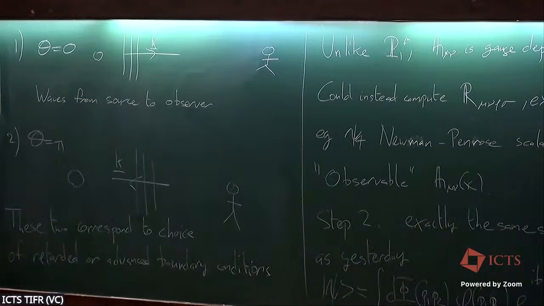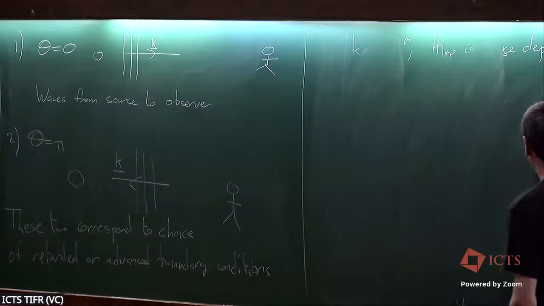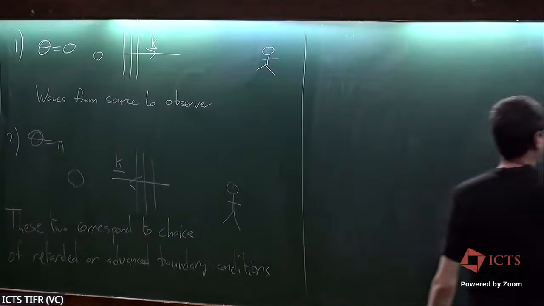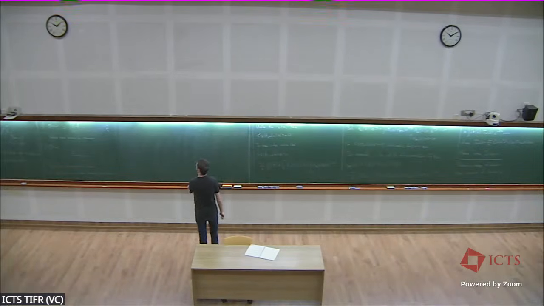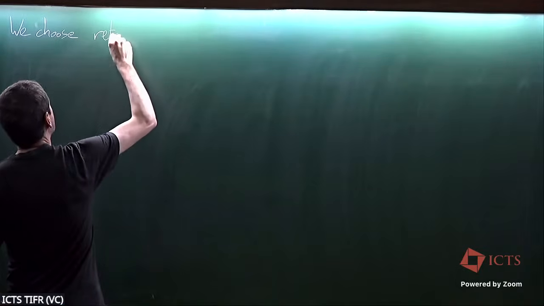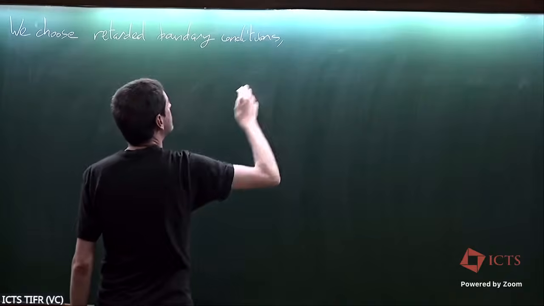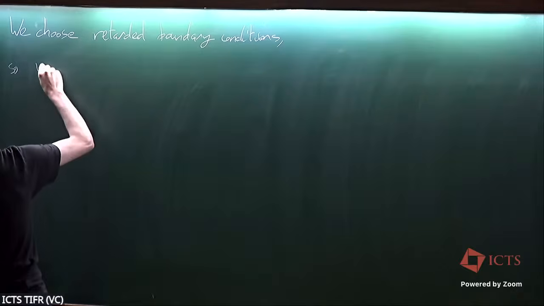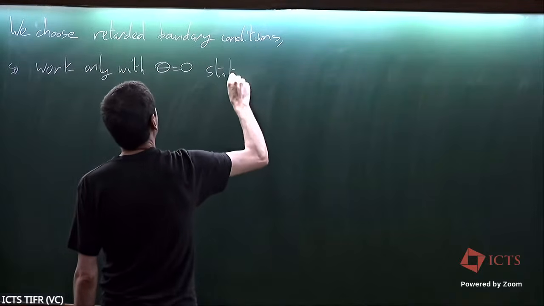So I'm going to forget about the theta equals pi stationary point and just work with theta equals 0. This is the one that corresponds to retarded boundary conditions. I'll use retarded boundary conditions and work only with this stationary point.